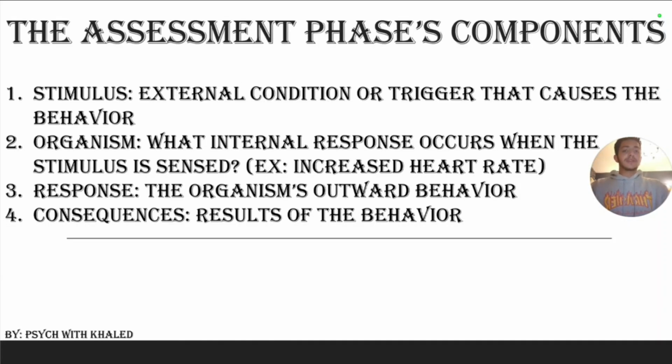To define these aspects a little bit further, the first one, like I just said, is the stimulus. The stimulus is the external condition or trigger that causes the behavior. Number 2, the organism. Now, this is more concerned not necessarily with the outer behavior, but rather the circumstances of the organism itself. So for example, what might happen is an internal response, so increased heart rate.